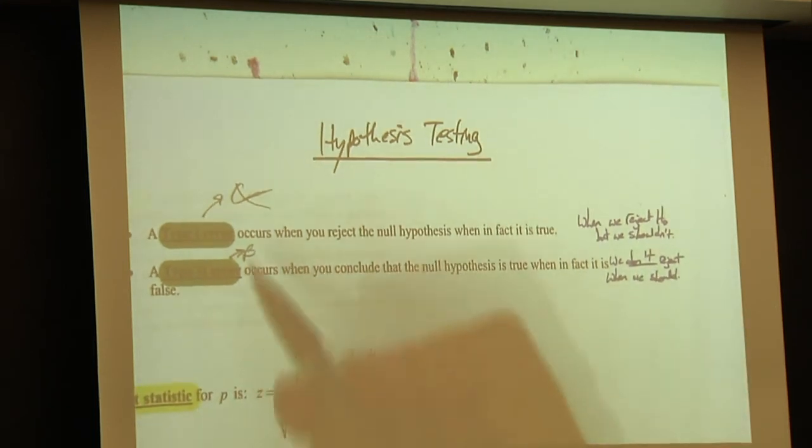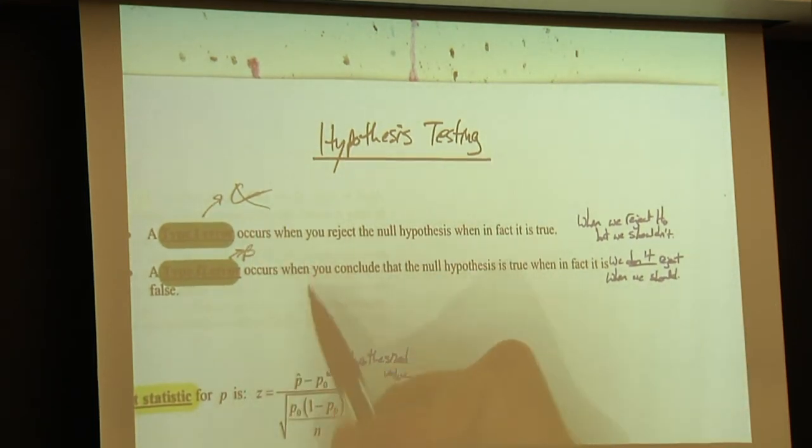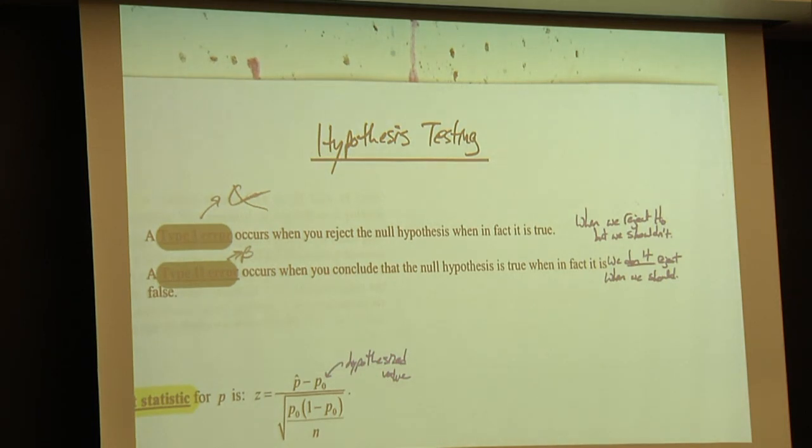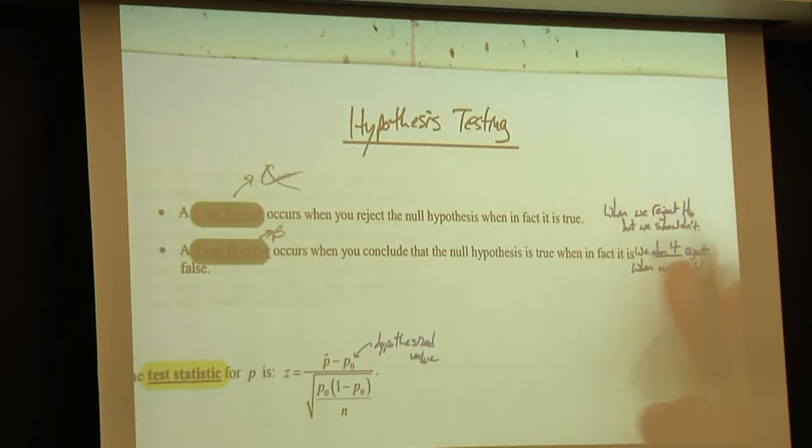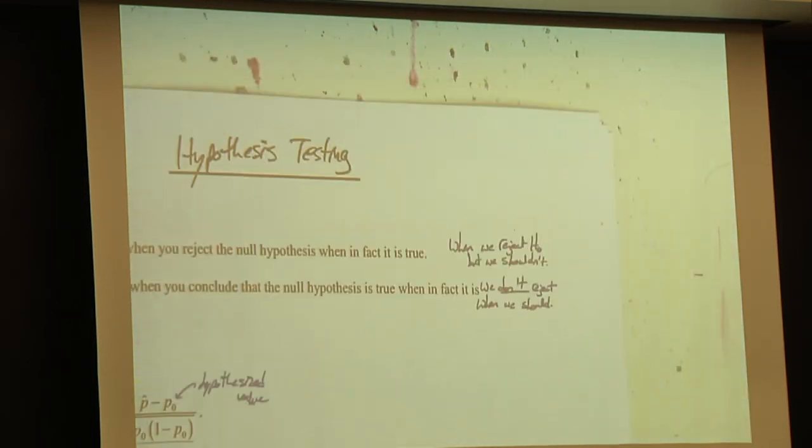If we make an error, either type 1 or type 2, type 1 is when we reject H0 when in fact it was true. So we did an oops. We basically rejected H0, but we shouldn't have rejected H0. Type 2 error is the flip side. We concluded that H0 is true when in fact it's false. So we didn't reject H0, but we should have rejected H0. Okay? So those are just opposites of one another.